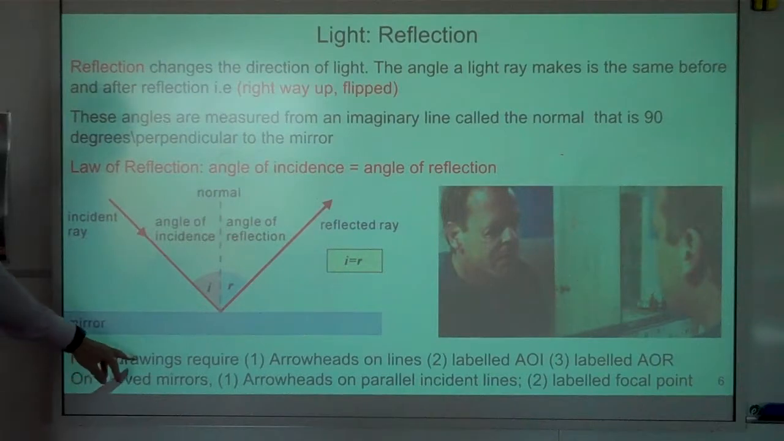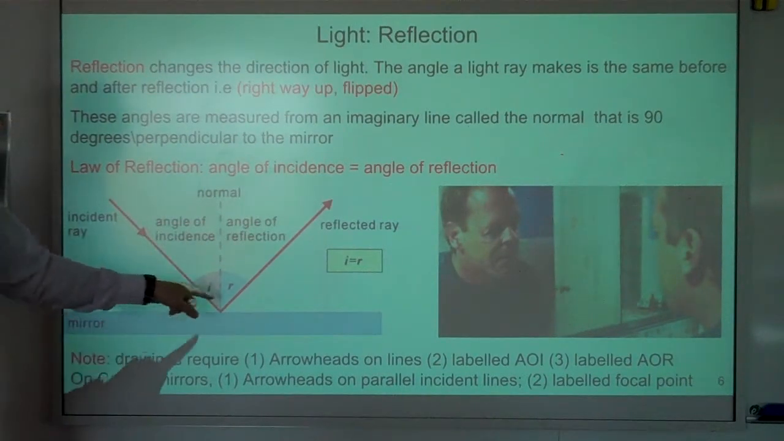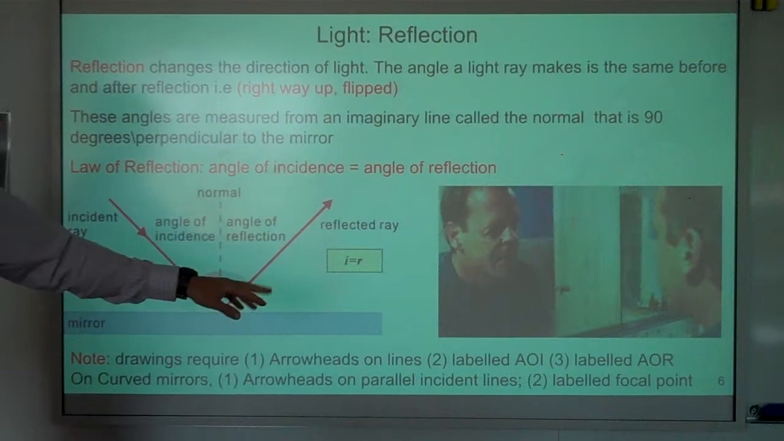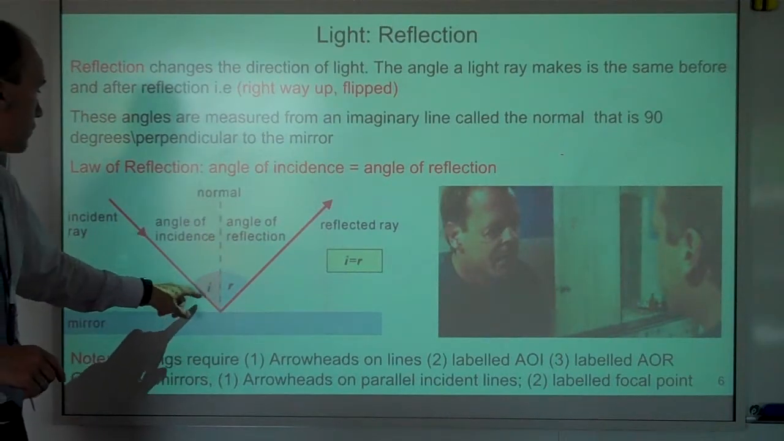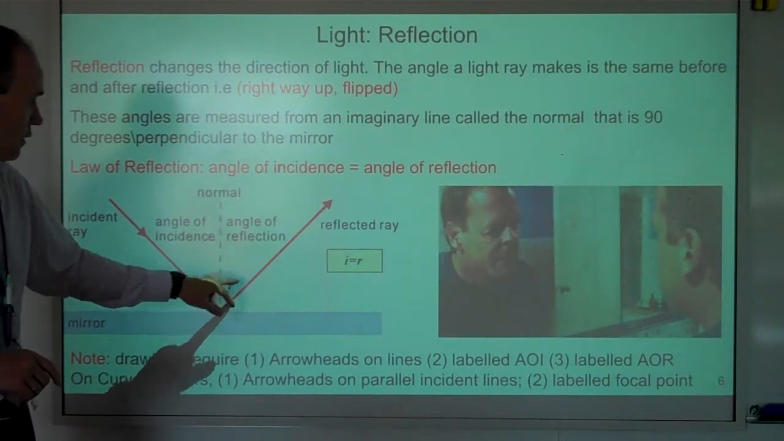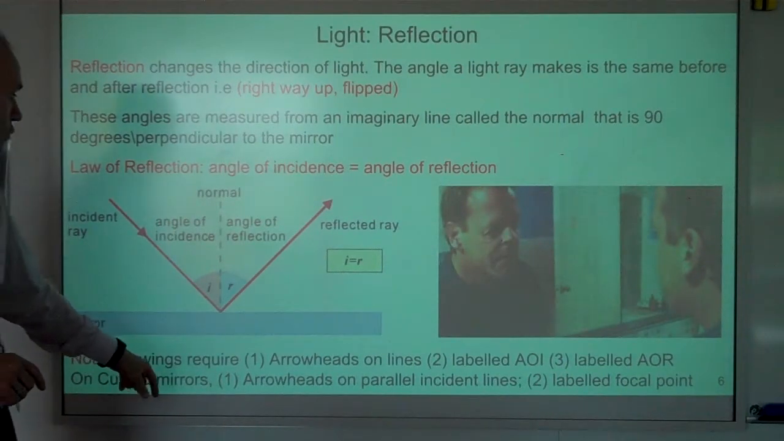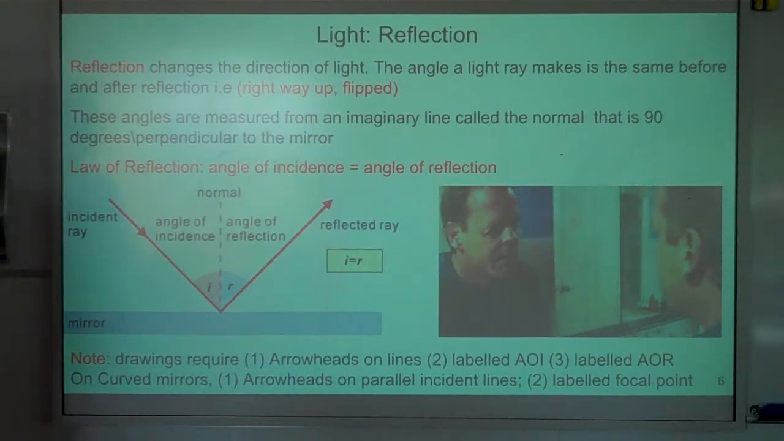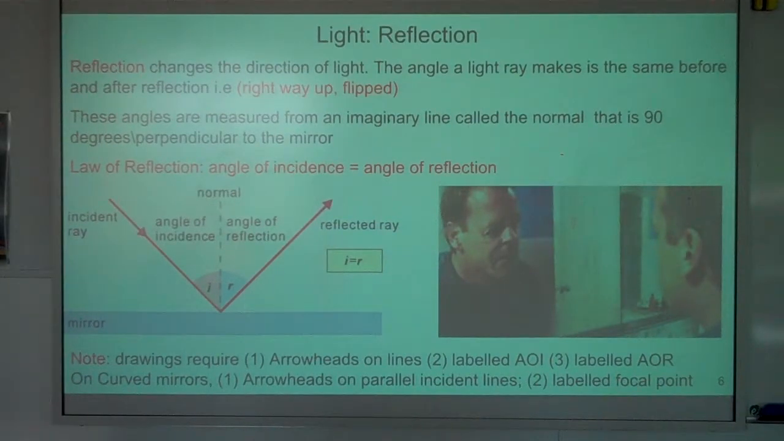Now, when you draw these types of mirrors, you need to have arrowheads going in and out, or at least one arrowhead somewhere making directionality clear. Label the angle of incidence, that one there. Label the angle of reflection, that one there. And on curved mirrors, use arrowheads indicating parallel lines coming in. We'll see that when we do curved mirrors. But that's the rule. You will need to be able to draw these. Okay, so you get something like that.